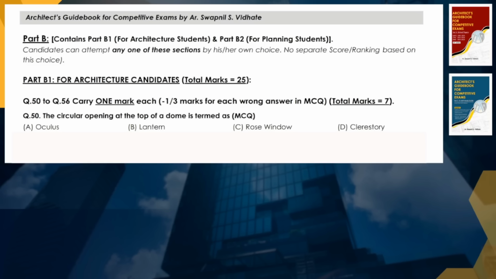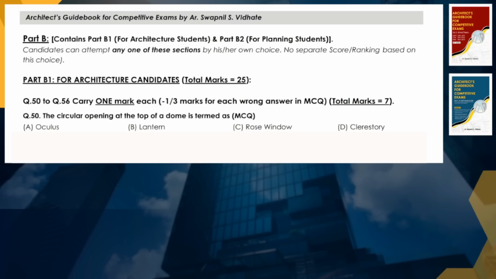This portion contains 16 questions, and the total marks this section is carrying is 25. First seven questions, 50 to 56, carry 1 mark each. Again, negative marking of 1/3 for wrong answer in case of MCQ, no negative marking for multiple select question and numerical answer type question. First, I said 6 questions by mistake. First 7 questions, total marks 7, 1 mark each.